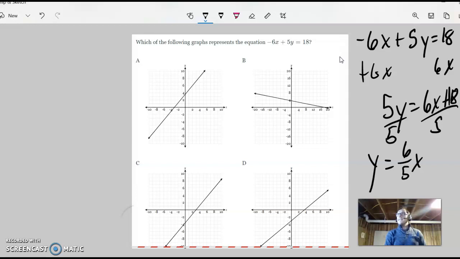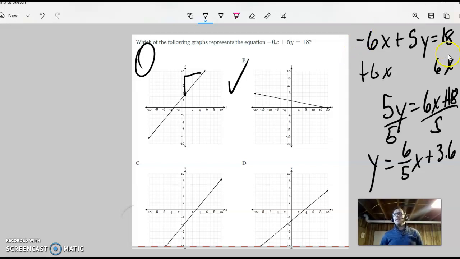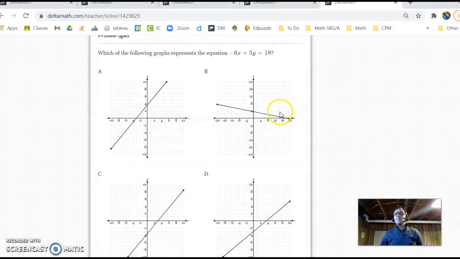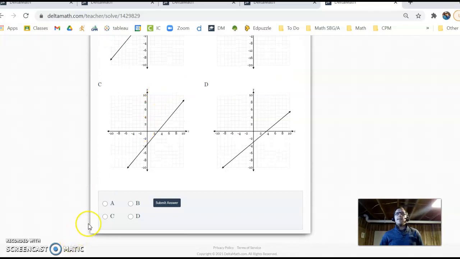And 18 divided by 5, we already said was 3.6. We could write it as a fraction if you wanted, but we can see we have up 3.6, and then it's up 6 over 5. All right, and so that would be another way to look at that equation. Either way works. Good job. Let's plug that in. We said it was A.